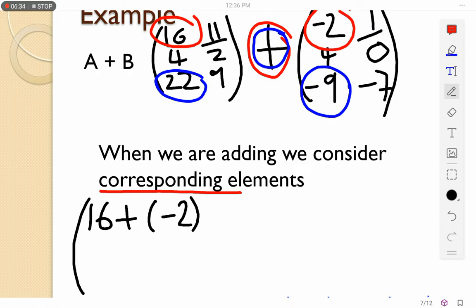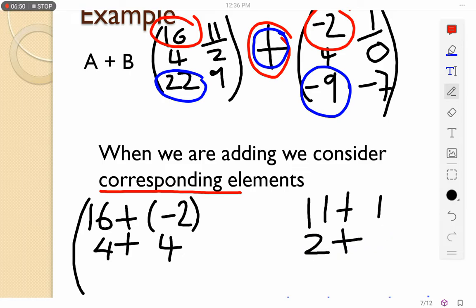It's going to correspond with 1. So I'll have on the other end 11 plus 1 like that. Then I go below, 4. I have 4 plus a 4. I go to the other side. I've got 2 plus a 0. Then I go to the blue 22. I've got 22 plus minus 9.